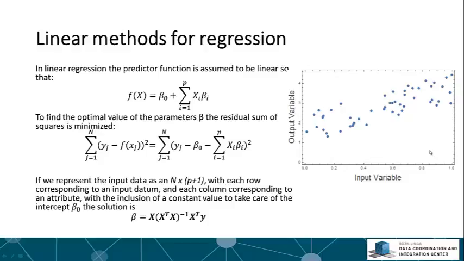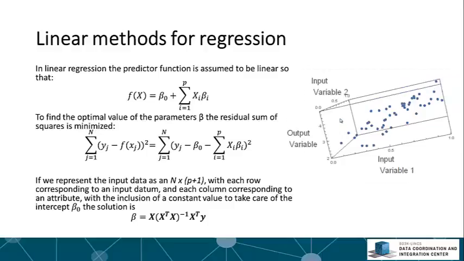Then the fundamental assumption of linear regression is that the relationship between the output variable and the input variable is linear. And then our job is to find the straight line which optimally fits the data, which we can draw like this. And by optimal, we mean the one that minimizes the sum of the squares of the distances of each data point from the line. So that's what it looks like in 2 dimensions.